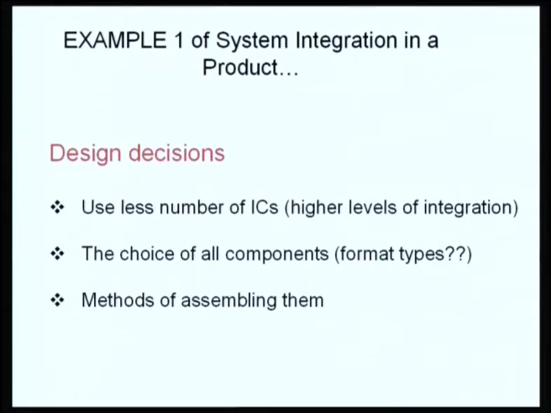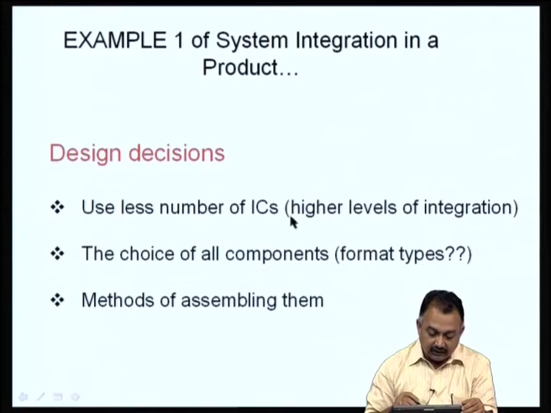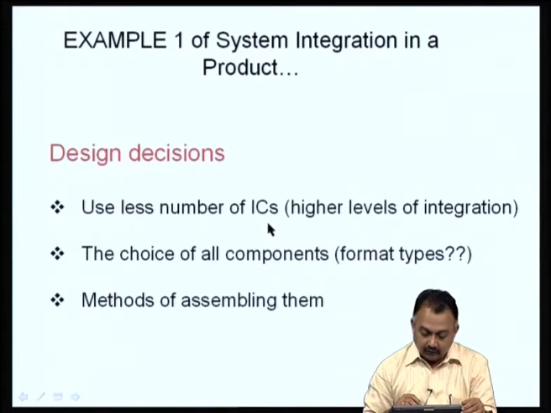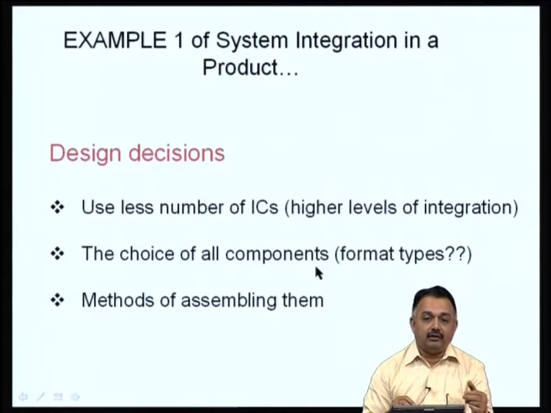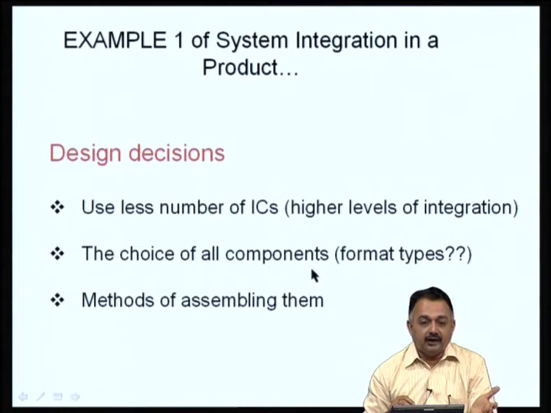So, the design decisions in terms of packaging will be to use fewer ICs. Only then can you go to a higher level of integration, or use ICs which are already well integrated and use packages which are smaller in size but higher in performance. You have to decide the choice of components or format types, because if you use different format types, as we have shown here, BGA or DIP or QFP, then you are going to have problems assembling these devices, and the time taken for assembling devices of different types is going to be time consuming.